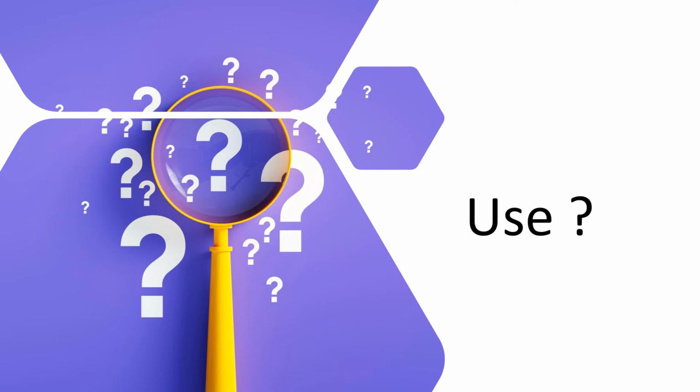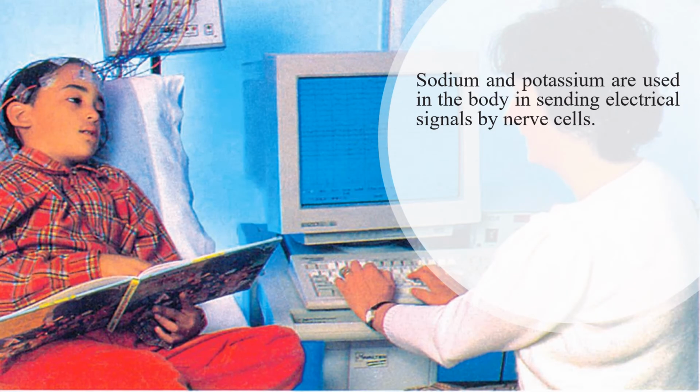Now you might be wondering what is the use of all these. See, sodium and potassium are used in the body in sending electrical signals by the nerve cells, causing nerve impulses due to the movement of the sodium ion and the potassium ion in the brain cell. So they have a significant role in our body functioning. So doctors use it. A doctor can tell whether there is any illness or injury in the brain of a person. This is done by taking an EEG.